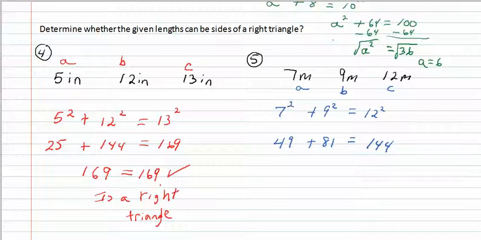I add these together. 49 plus 81 is 130. Is 130 equal to 144? And it is not. So therefore this one is not equal, so it's not a right triangle.